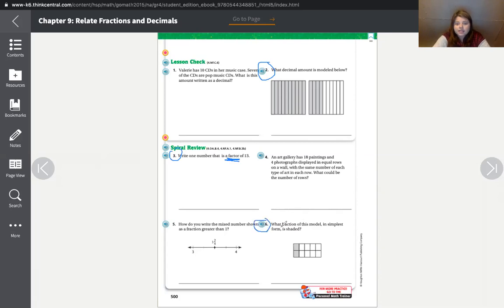number 6. Okay, what fraction of this model, or write the fraction of this model in simplest form. Okay, remember, simplest form. After you write the fraction, you need to divide. Okay, after you divide, you have to find the number that can go both into the numerator and the denominator. Once you have it found, write your answer on the line below. Okay, there is your assignment.